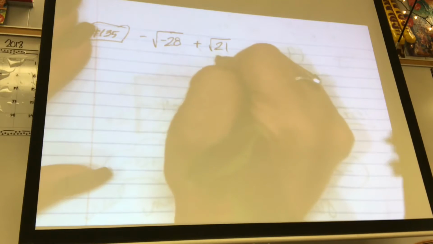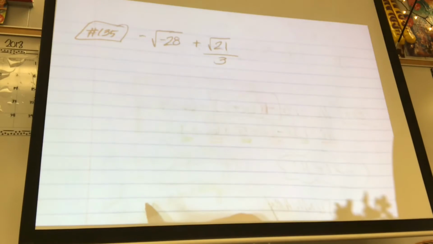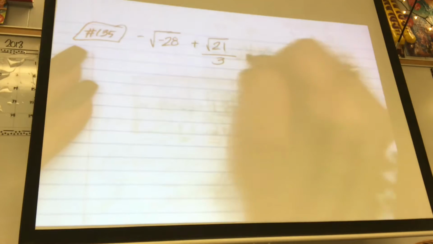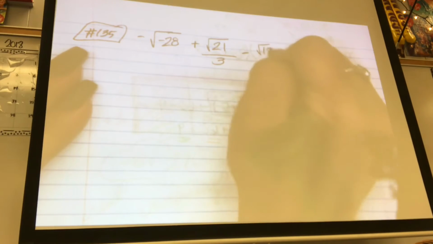135. Brooklyn, can you read that to me, please? Negative square root of negative 28 plus square root of 21 over 3. Just this part is over 3, right? Okay. Minus square root of 12 over 6.